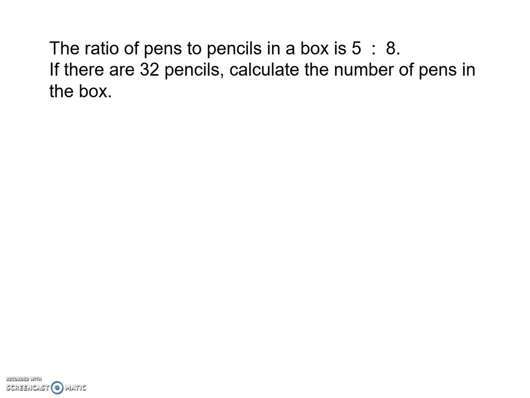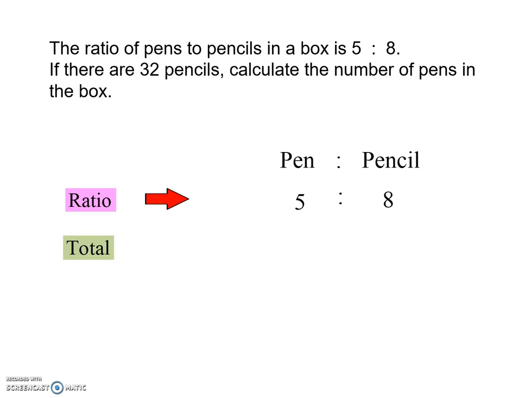Second question. The ratio of pens to pencils in a box is 5 to 8. If there are 32 pencils, calculate the number of pens in the box. Now, let us just put in all the information here. We have pen and pencil with a given ratio of 5 and 8, and the total number of pencils is given as 32. However, there is a missing value for pen.